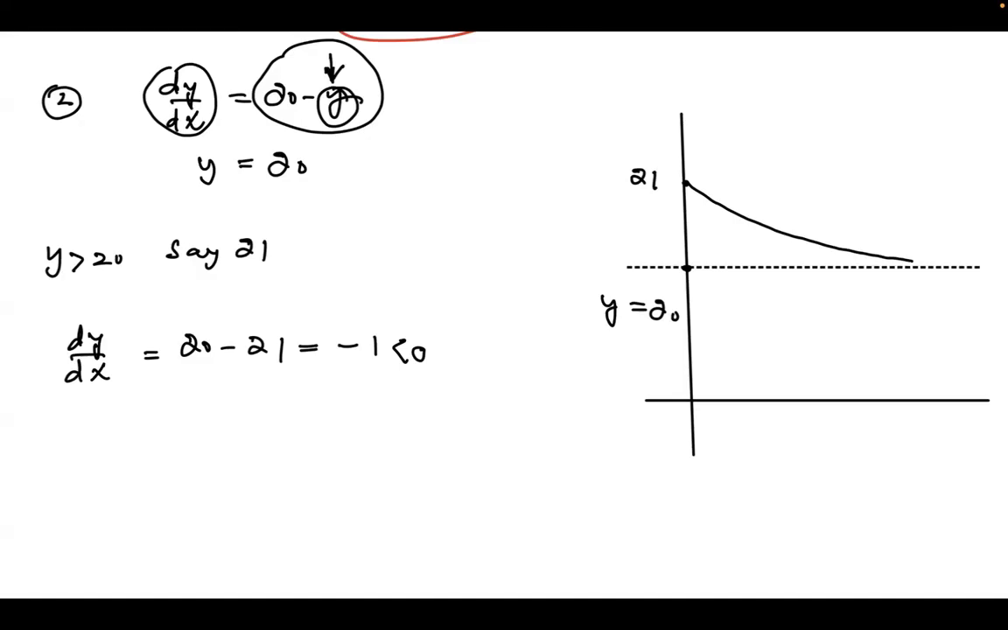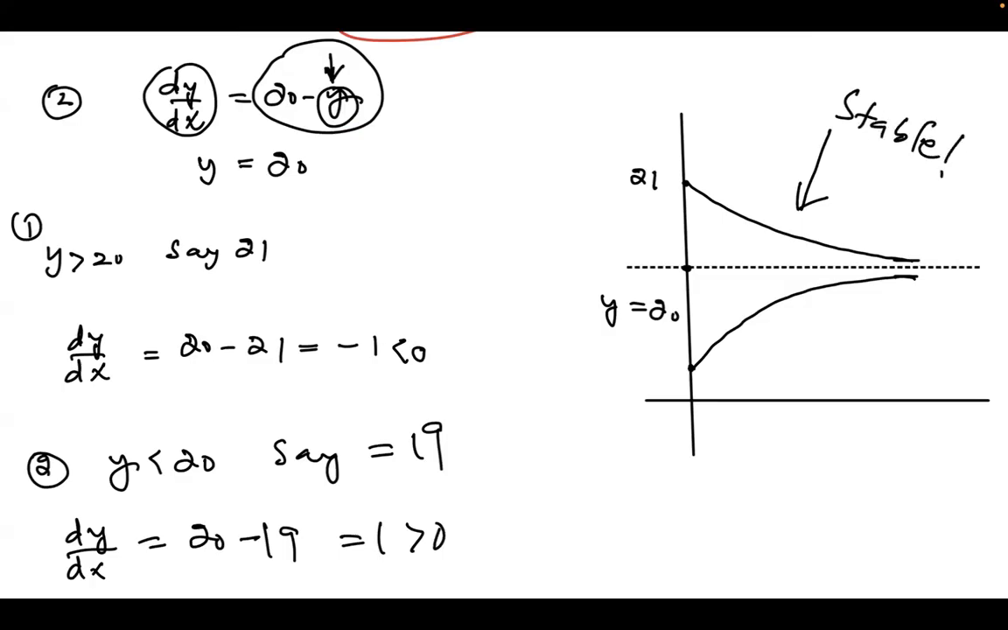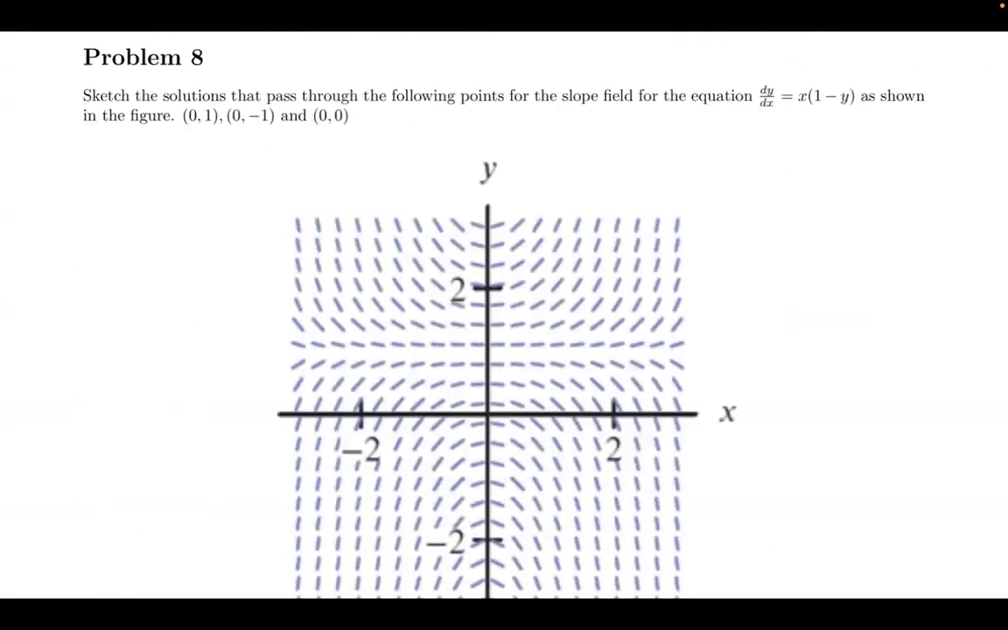And this is case number 1. And case number 2 is if you start with less than 20, say y is equal to 19, then the derivative is 20 minus 19, which is 1, which is greater than 0. So if you are starting at any number which is less than 20, for example 19 here, you should always increase. So you can see these solutions are converging to this one, so the solution is stable, okay? And it is coming from the convergence.